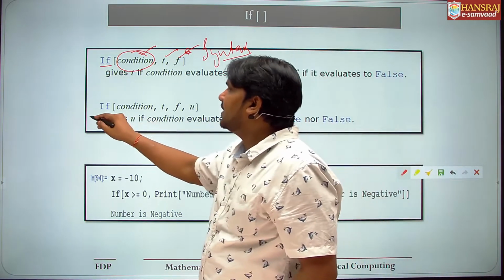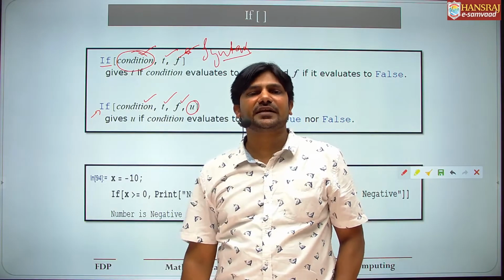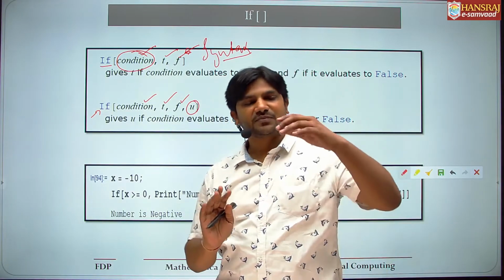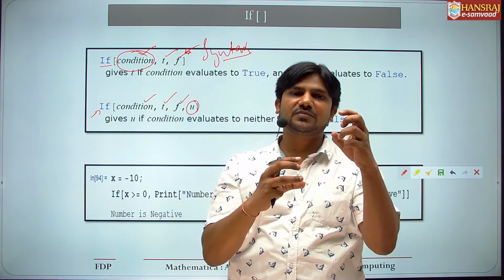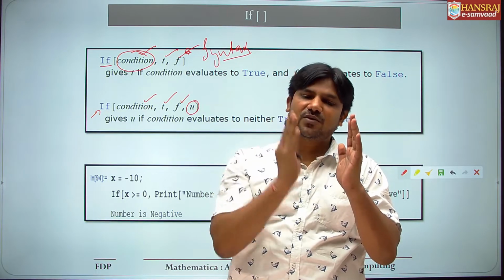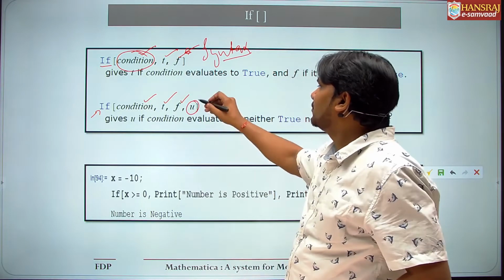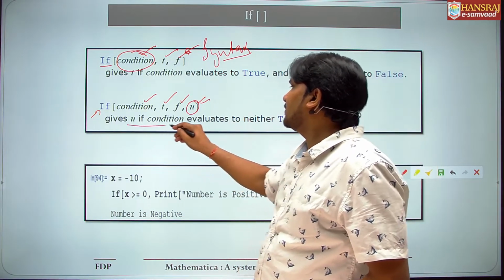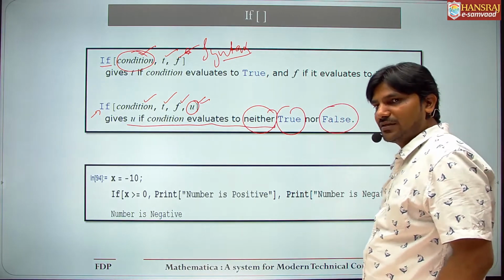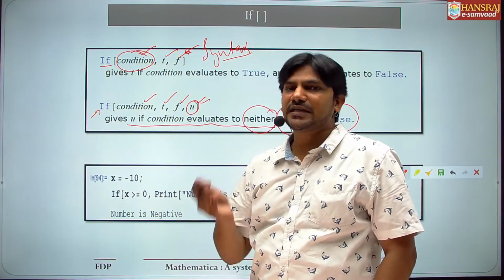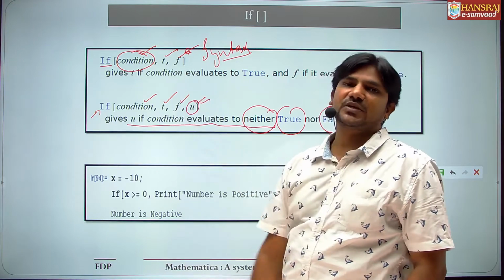Okay, another syntax for the if statement: condition, true statement, false statement. And if such a statement is needed that is beyond true and false, that means some condition is applied. If it is true, then this statement comes. If it is false, then this statement comes. And if it is neither true nor false, and you want to go to a third option, then you can also write u. And u is nothing but what is given if the condition evaluates to neither true nor false. So if the condition is not giving you true or false, in such a case you can write another statement after f comma u, then the u statement will be executed.